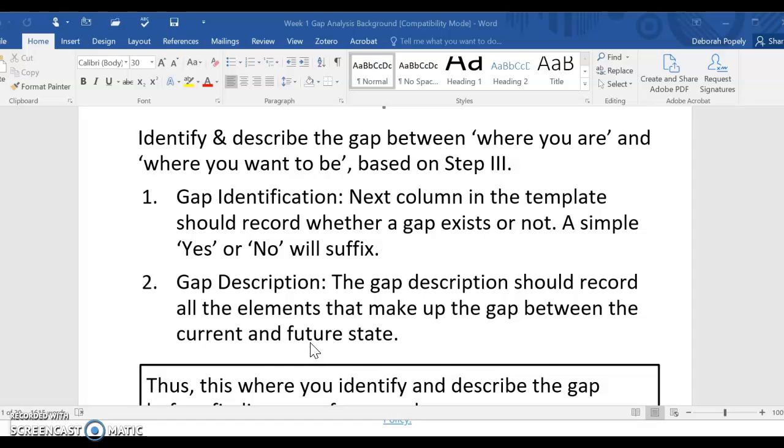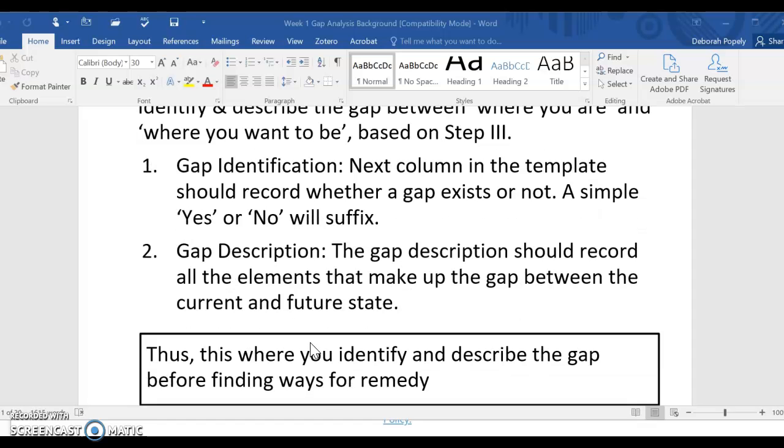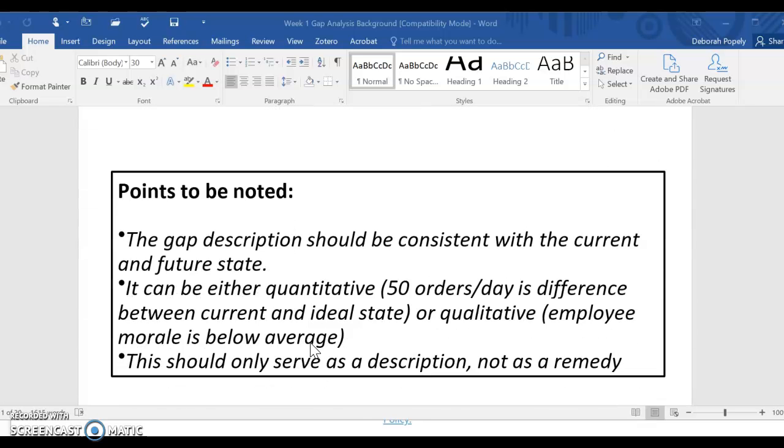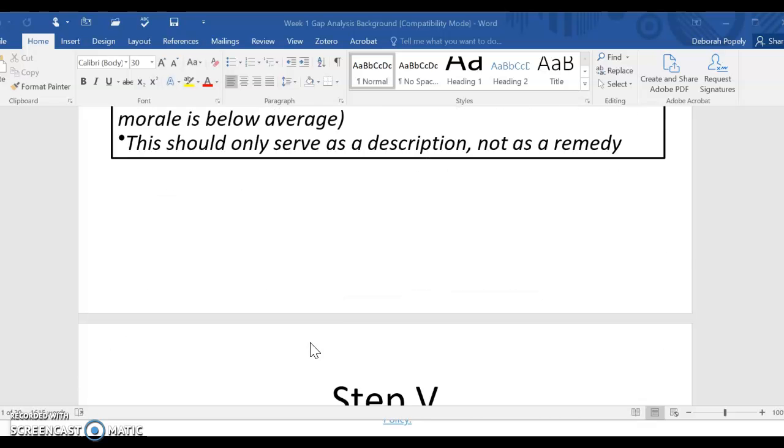Then, what's in the gap? So now you've said where you are, you've said where you want to go. Is there something that's causing this or making it difficult to get to this future state? The gaps should describe the elements that make up the gap. So you're identifying and describing what the problem is.